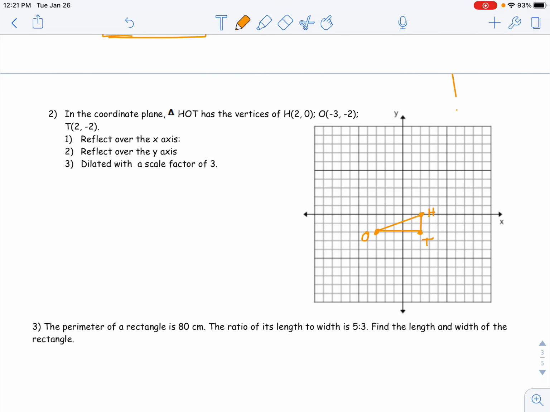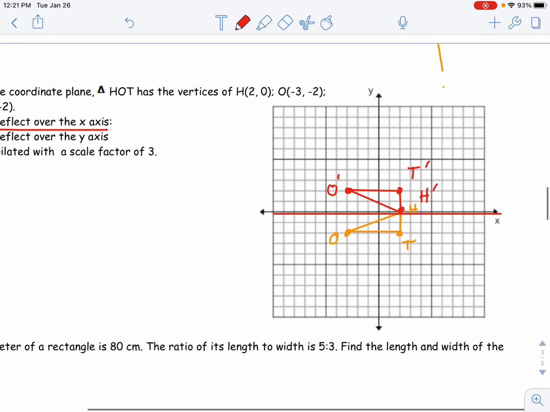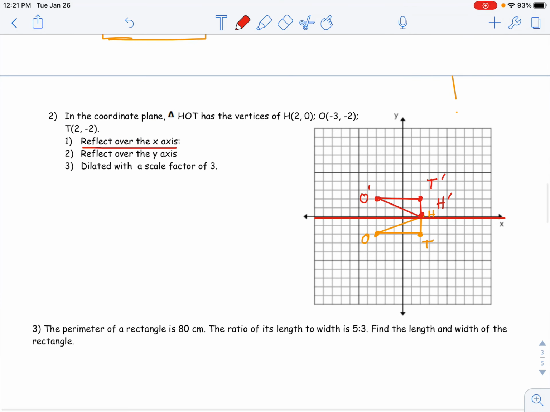All right. So what we're going to do first is reflect over the x-axis. So we're going to do a sequence of transformations. We're going to reflect over the x-axis, and remember this axis right here is the x-axis. All right, so remember they're equidistant from the line of reflection, so there we go. All right, H is actually right where it was before because it was on the line of reflection. T and O are 2 below, so they're both 2 above now.